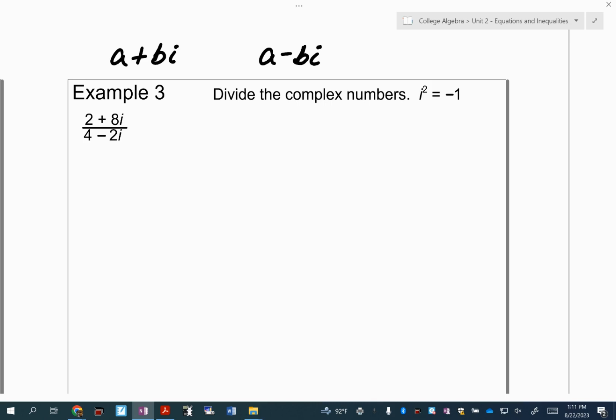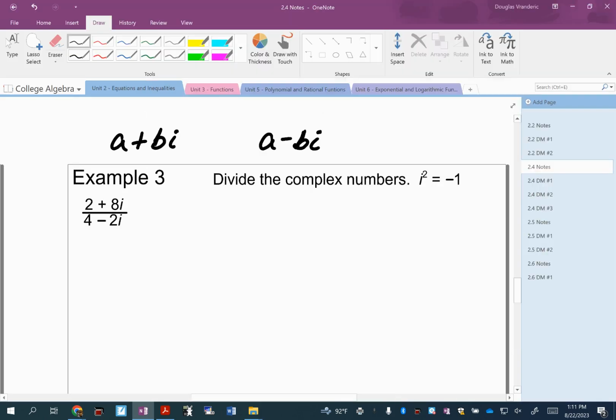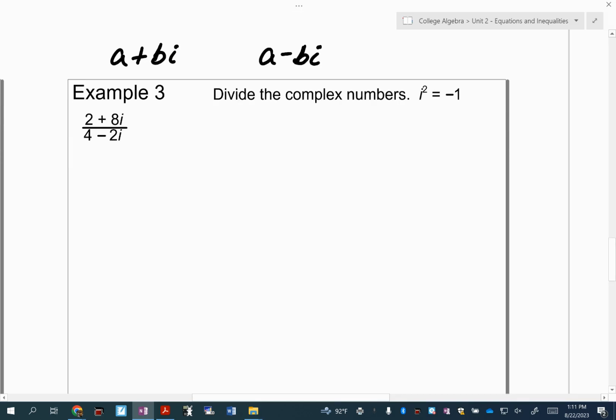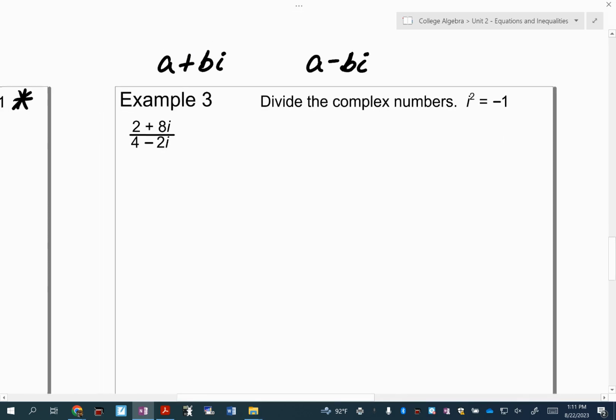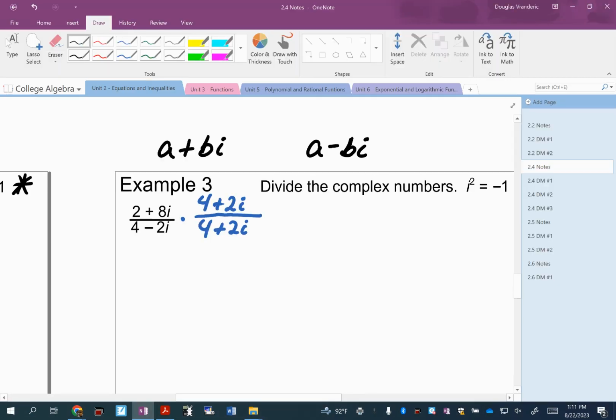They will disappear. So the whole point of this is we can't leave this i in the denominator because that means we have a radical in the denominator, and this is called rationalizing the denominator. It's a little bit more complicated with imaginary pieces because we are going to have to multiply by a conjugate. So you'll notice we have 4 plus 2i, and I'm going to be doing that to the bottom and to the top. It doesn't matter which one you do first.